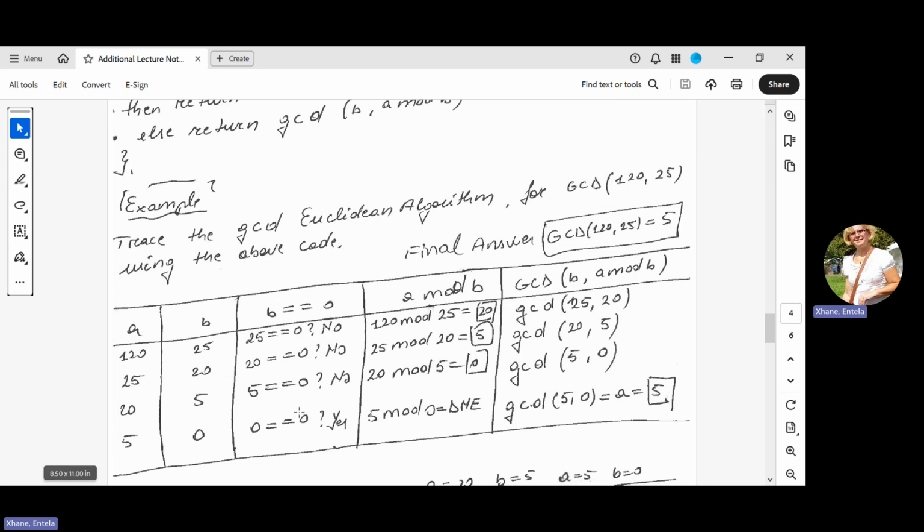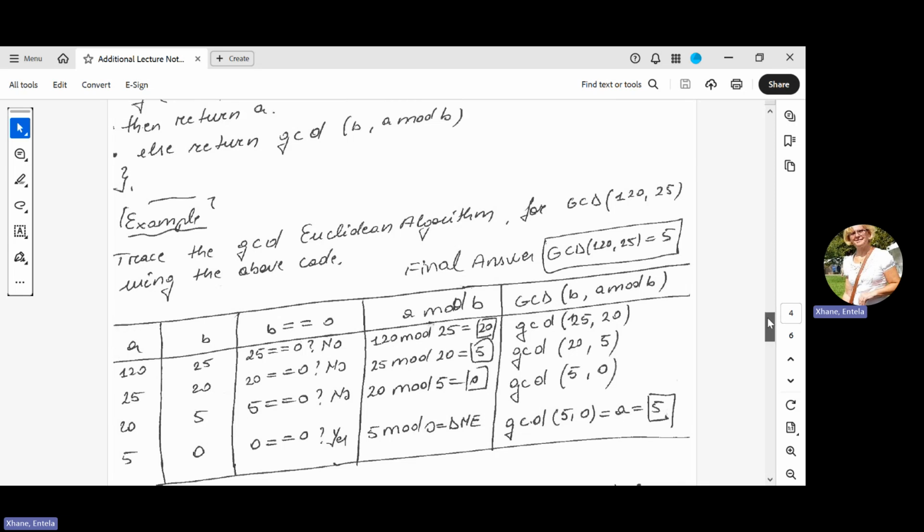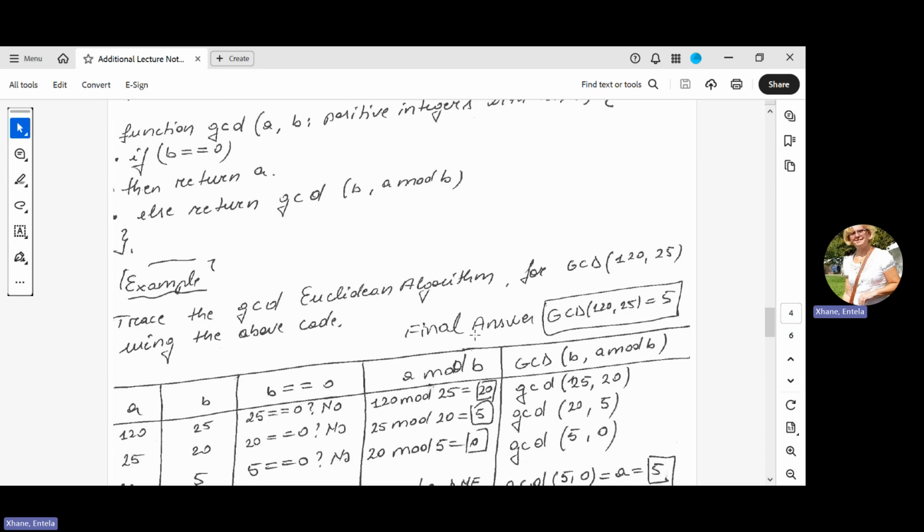If B is 0, 0 equals 0, that's a yes. So therefore, you return A. The greatest common divisor between 5 and 0 is indeed A, which is 5. And that's going to be your final solution. Remember how we started? We were looking for the greatest common divisor between 120 and 25, and this is nothing but 5.